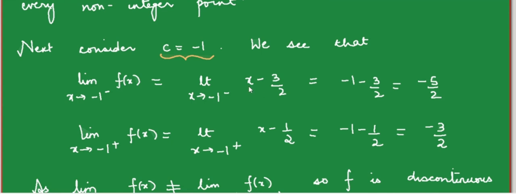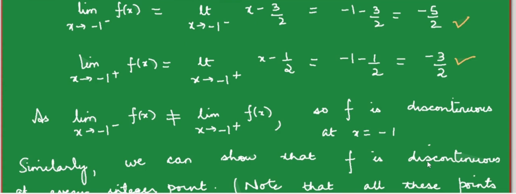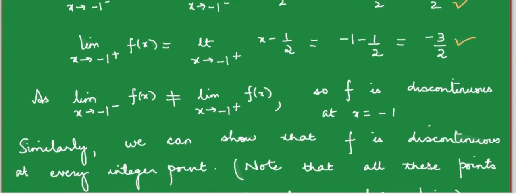For the left hand limit, the value of the function is x minus 3 by 2. So when you put -1, you get -5 by 2 as the left hand limit at -1. And similarly, when you put the value of the function as x minus half for the right side of -1, you get -3 by 2 as the limit for the right side of -1. Since these two answers are not the same, f is discontinuous at -1. So this was one sample integer which we had picked.